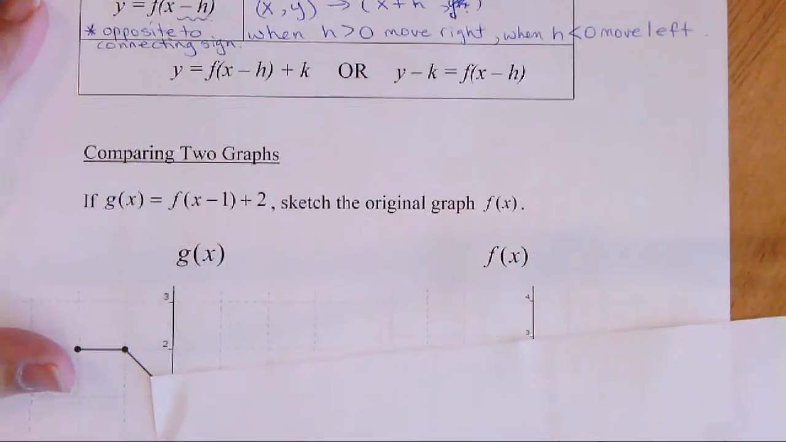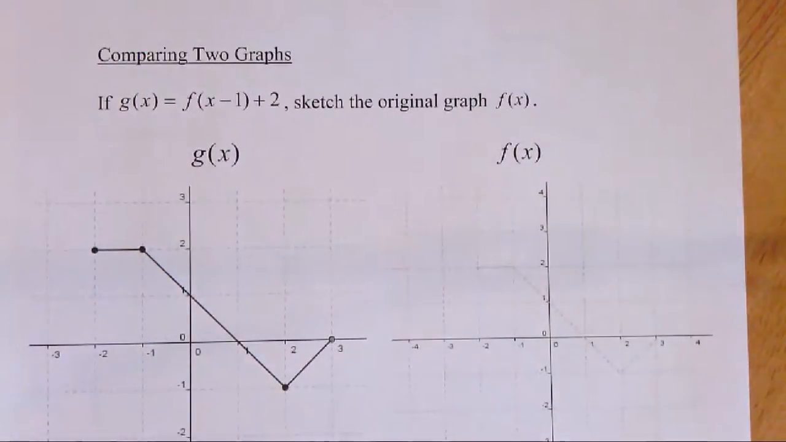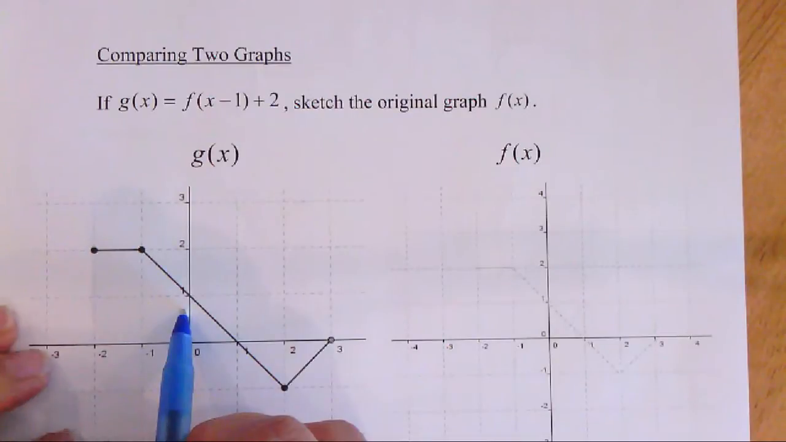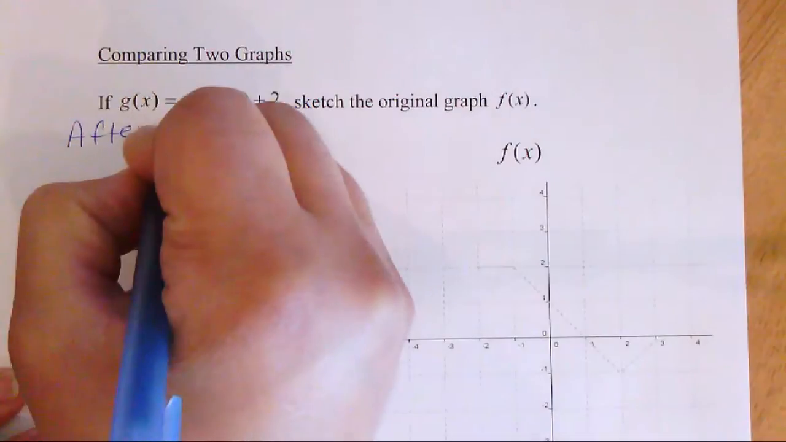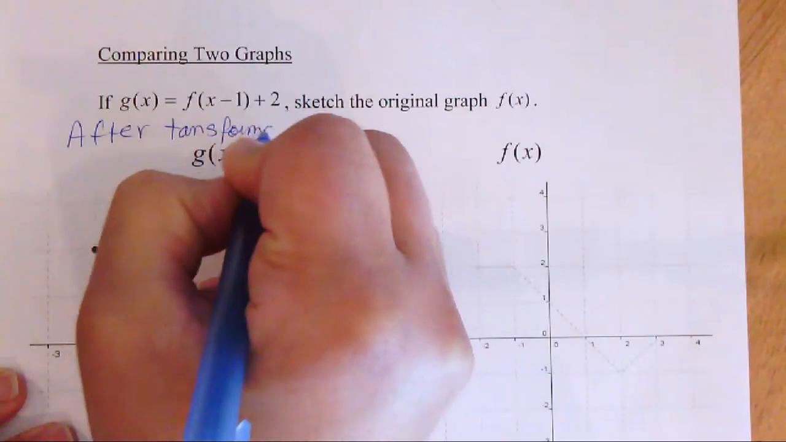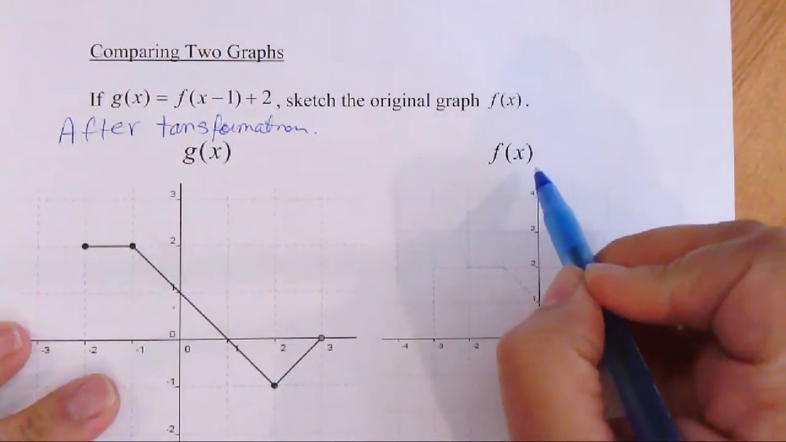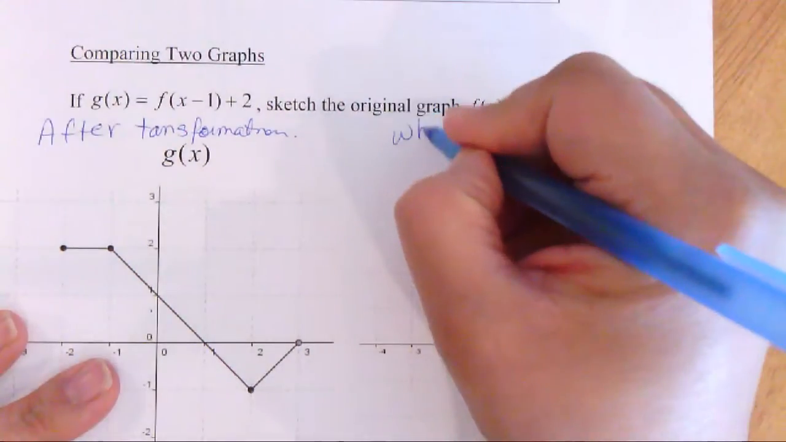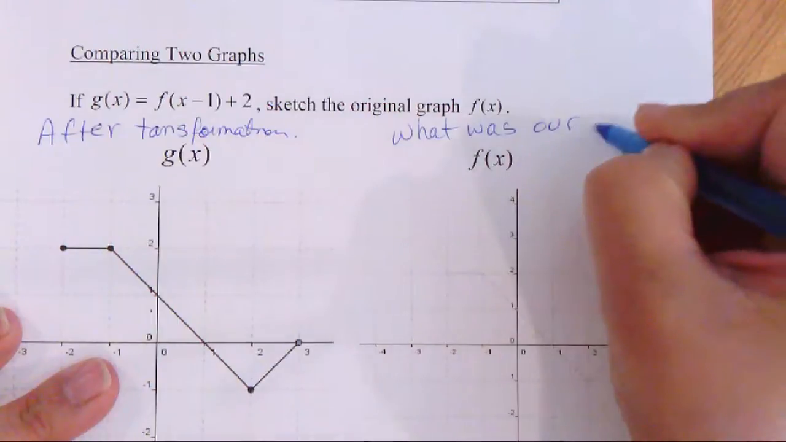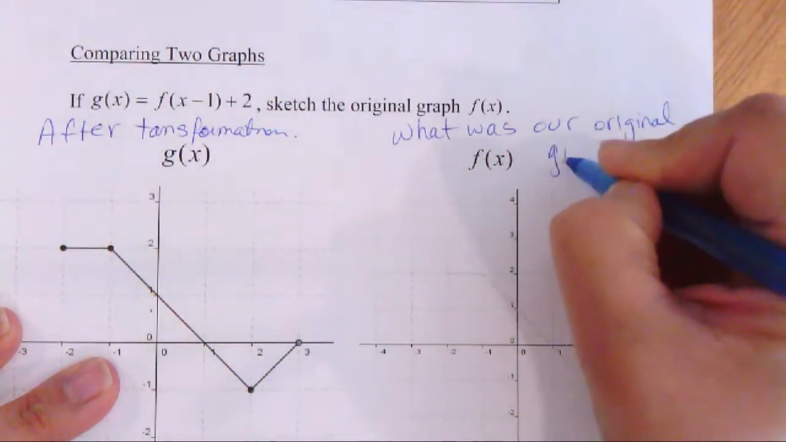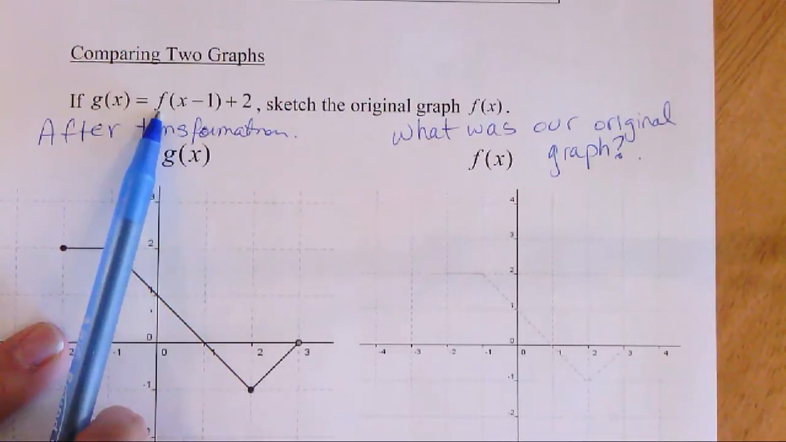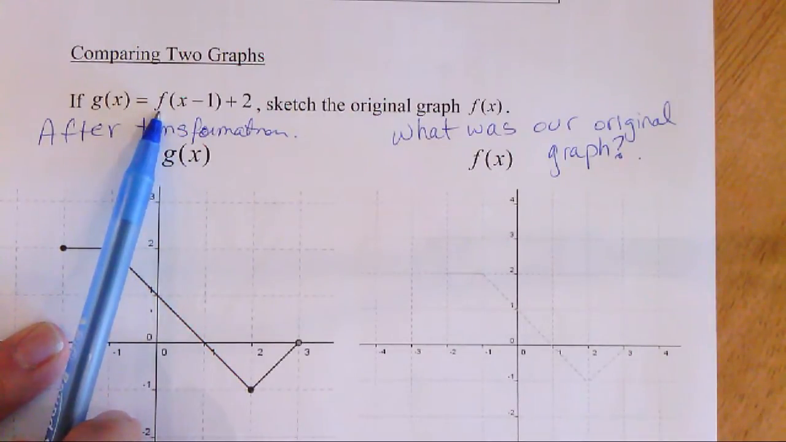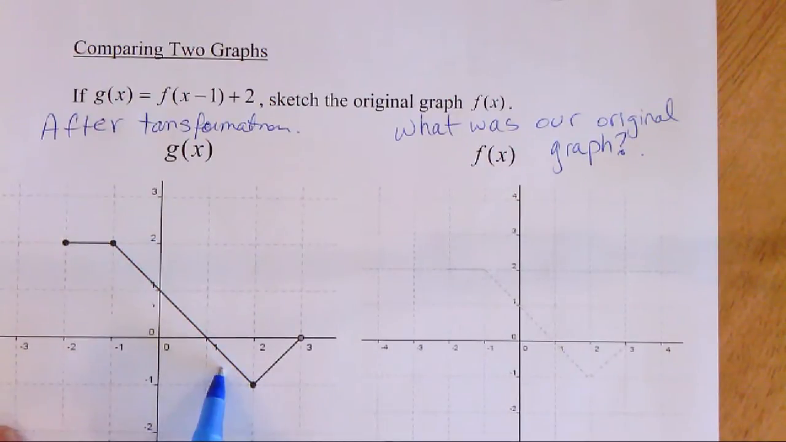All right. So when we're comparing two graphs, we're going to look at this example next. This example shows us g of x, so g of x is after the transformation. And for f of x, we want to know what our original graph was. Okay, so that's the question being asked. If we started with f of x, how would we have gotten to our g of x?